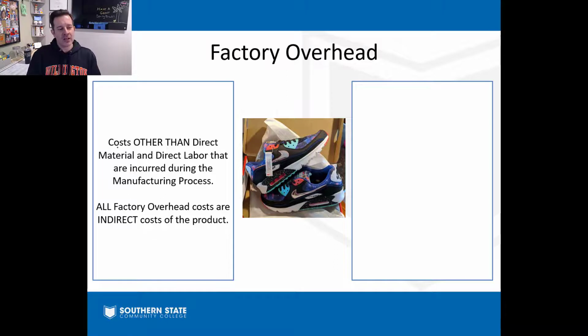Factory overhead, all the cost other than direct material and direct labor. So if it's something that's needed to manufacture that product, but we can't trace it directly to the product, then it becomes overhead. And some examples here. Think of our factory building for the shoes here. Imagine a factory building cranking out Nike shoes.